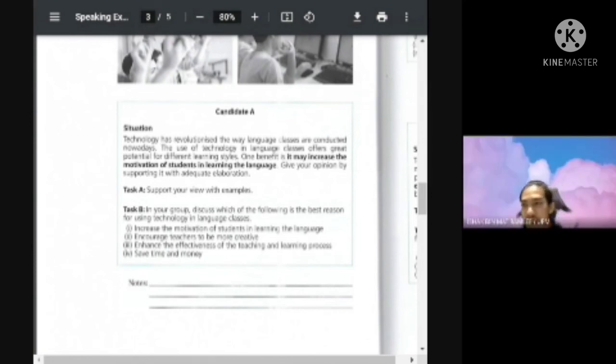So with that, I can conclude that we all agree that the third point, which is that technology can enhance the effectiveness of the teaching and learning process, is the main reason why we students would use technology in learning language. So I think we can end our group discussion here. Thank you for listening. Thank you, everyone.